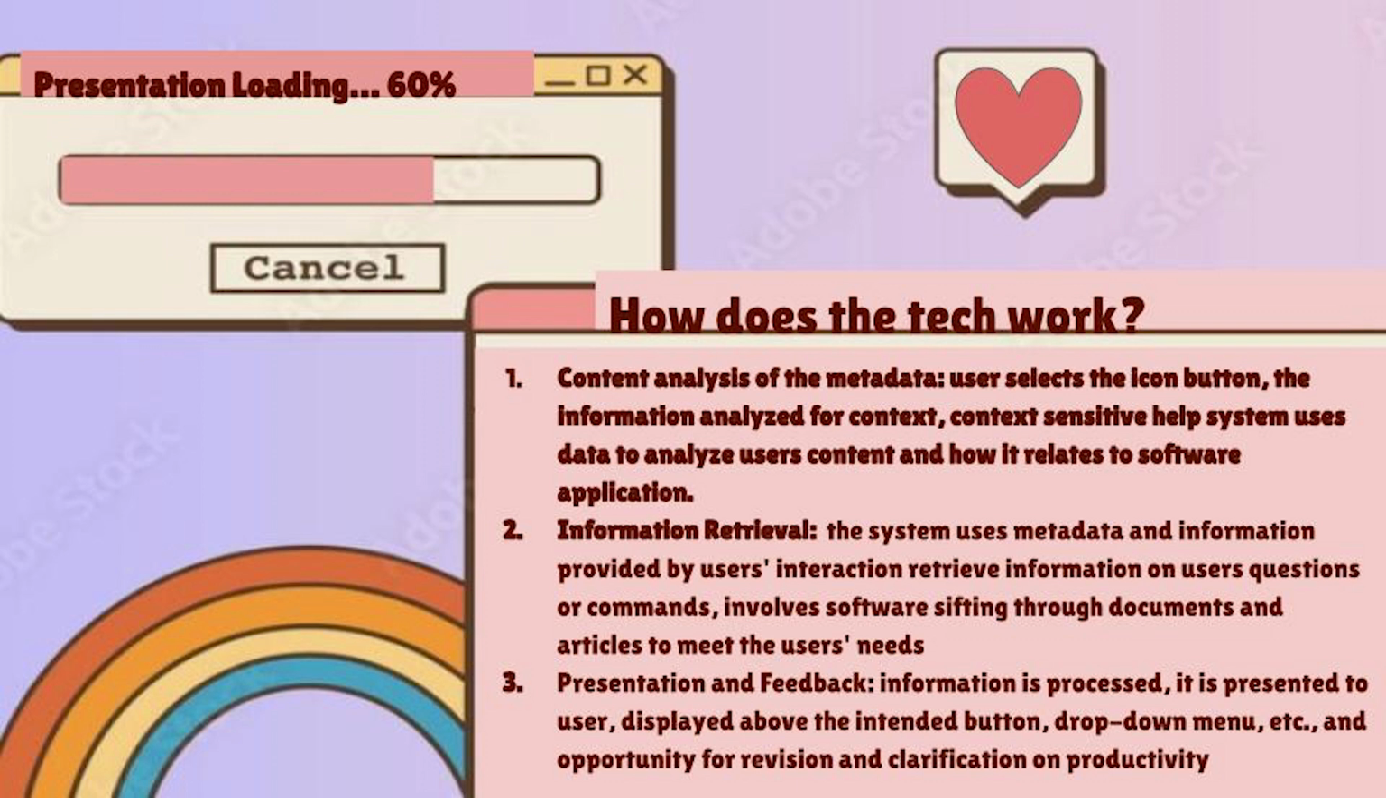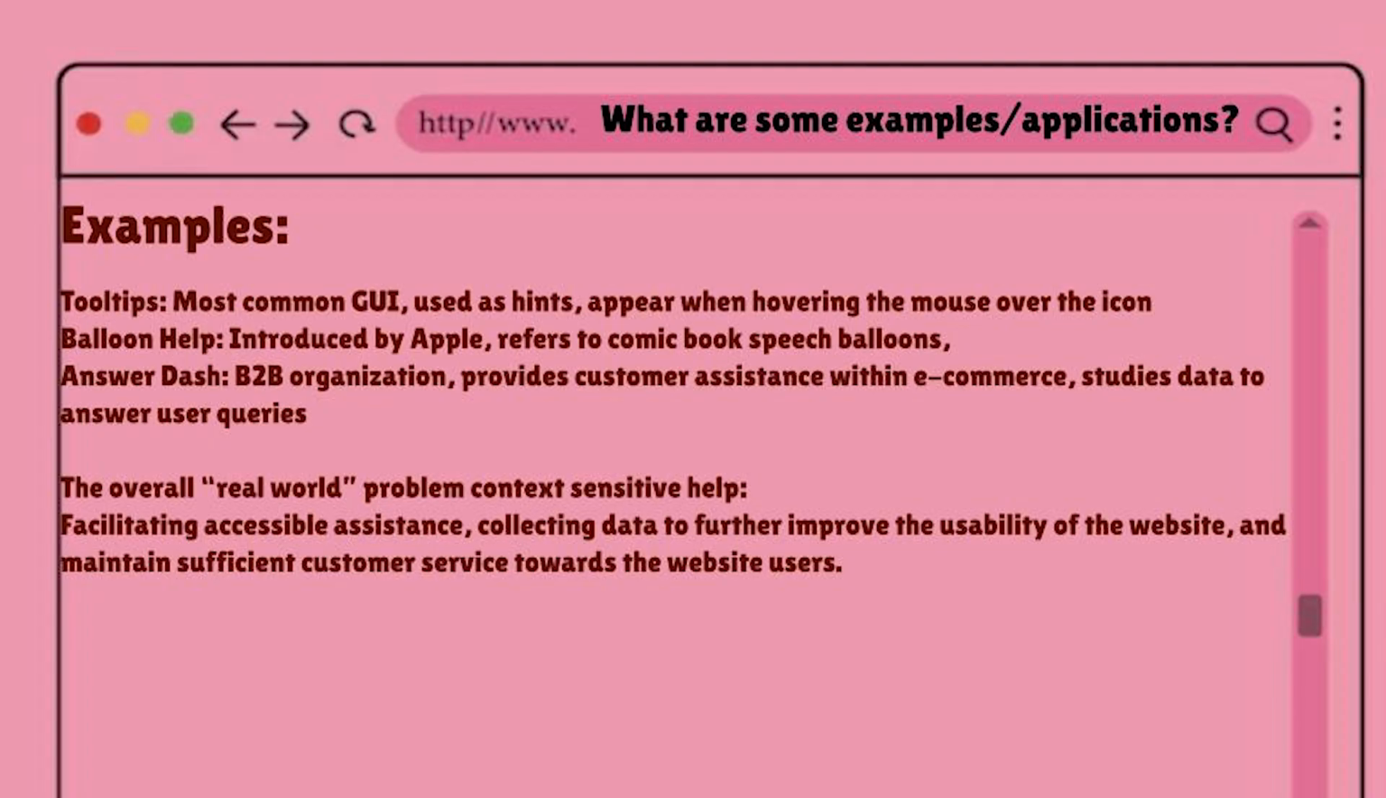Step 3 involves presentation and feedback. After the information has been processed, it will be presented to the user. This will typically involve a display placed above the intended button, drop-down menu, etc. Depending on the web page, feedback may also be used by holding the information presented to the user and finding out how effective exactly they found it to be. Now let's go over some examples.